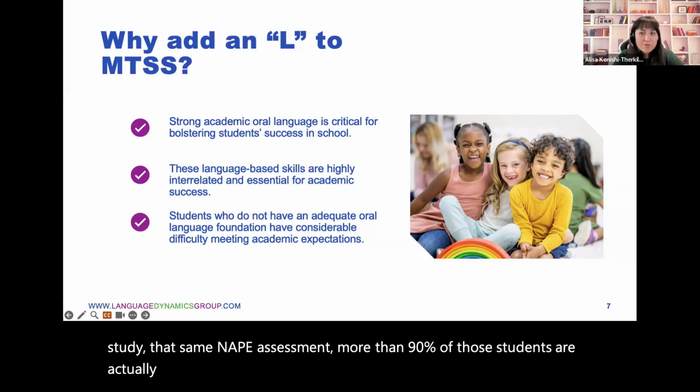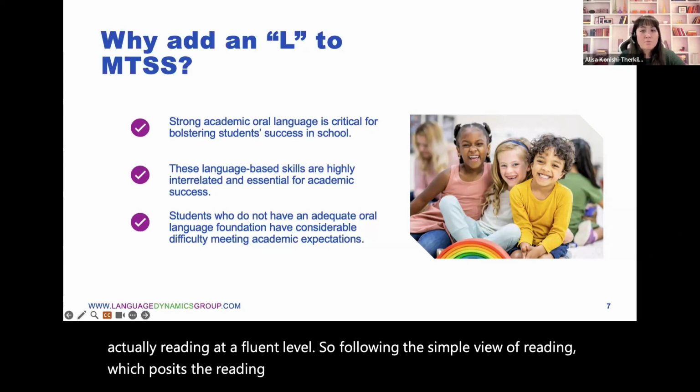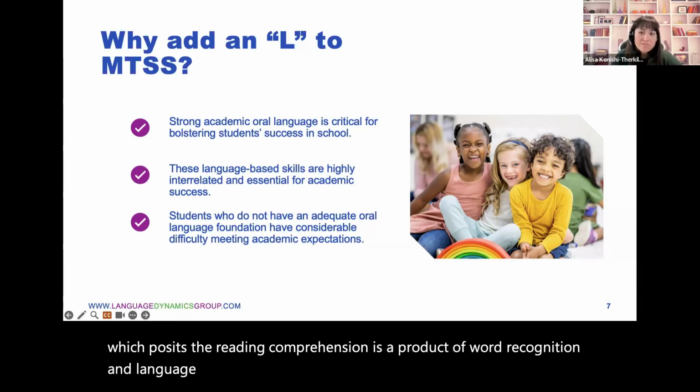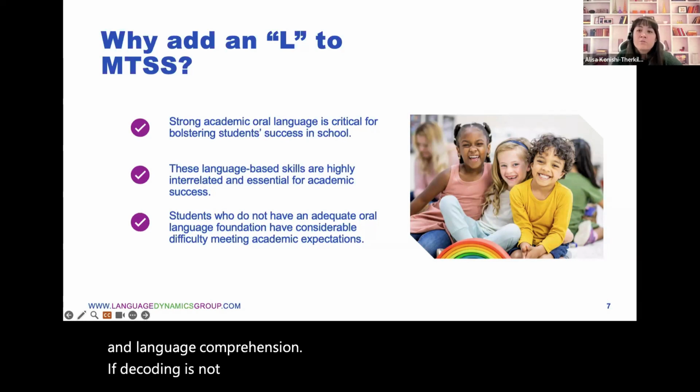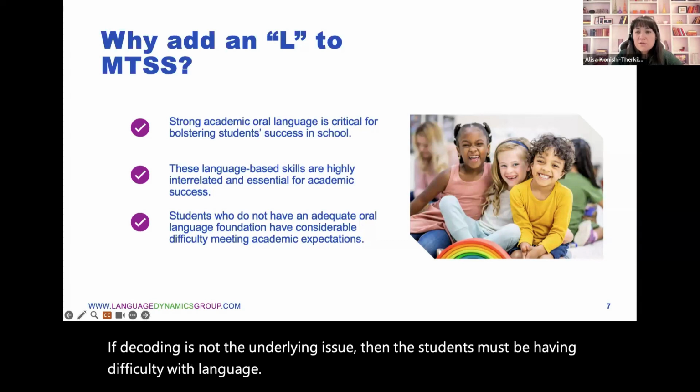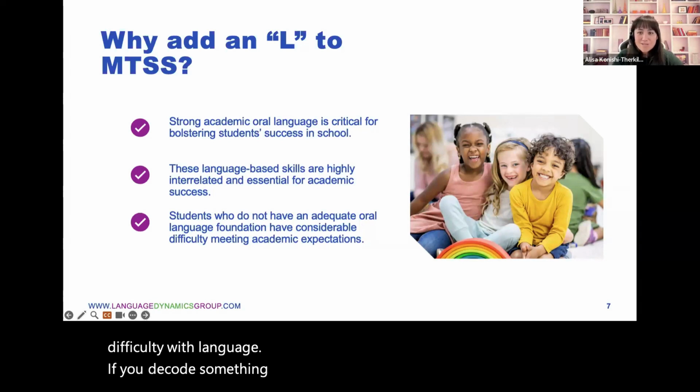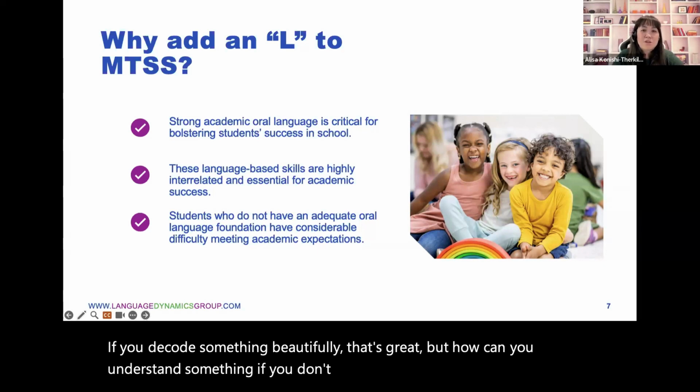at a fluent level. So following the simple view of reading, which posits that reading comprehension is the product of word recognition and language comprehension, if decoding is not the underlying issue, then the students must be having difficulty with language. If you decode something beautifully, that's great. But how can you understand something if you don't have the language to comprehend it?